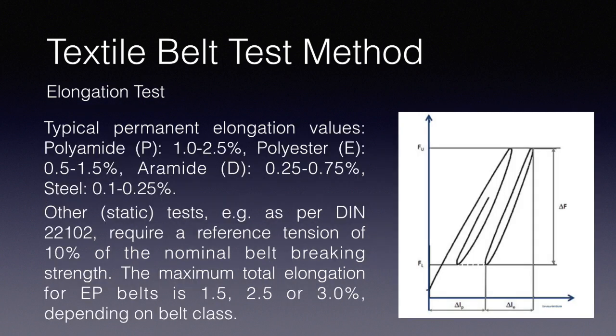Elongation test. Typical permanent elongation values: polyamide, P, 1.0 to 2.5%; polyester, E, 0.5 to 1.5%; aramid, D, 0.25 to 0.75%; steel, 0.1 to 0.25%. Other static tests, for example as per DIN 22102, require a reference tension of 10% of the nominal belt breaking strength. The maximum total elongation for EP belts is 1.5, 2.5 or 3.0%, depending on belt class.